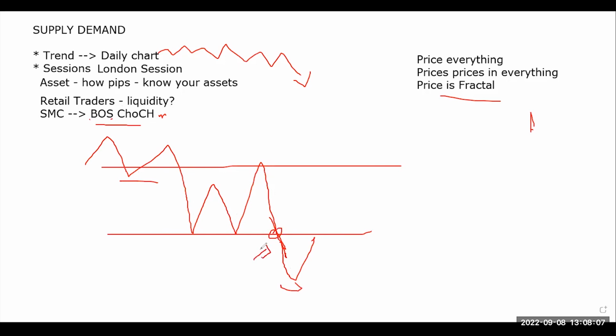Retail traders are looking to buy. Buy side liquidity is taken out. There is a break of structure. Break of structure means the trend is going to continue. So look for the next supply to hopefully push price down.